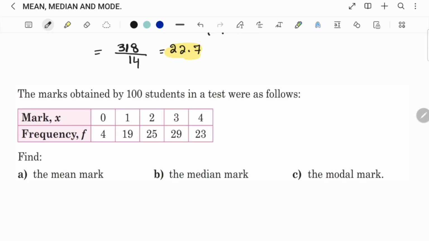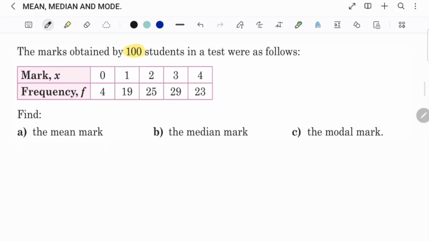So the formula to find the mean in this type of question: the mean is the total of the fx row divided by the total of the frequency. And we know that the frequency is 100 here. We can do it in the table, and we can also write it down without the table. In the table, you make one column of fx and write down 4 times 0 is 0, 19 times 1 is 19, 2 times 25. You can write down all of the numbers. I'm just doing it here, but you can make it in the table as well.